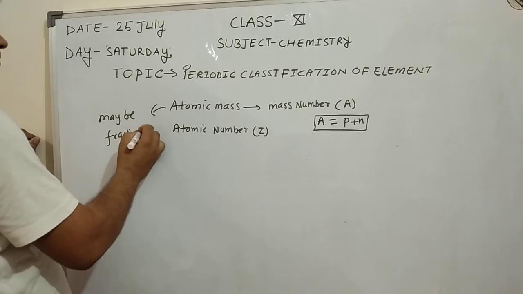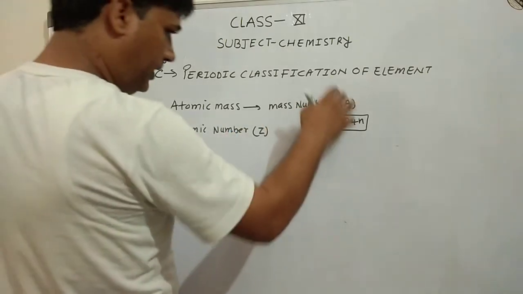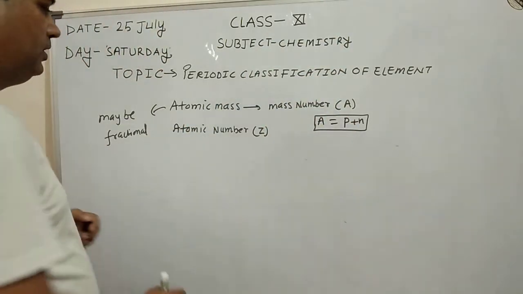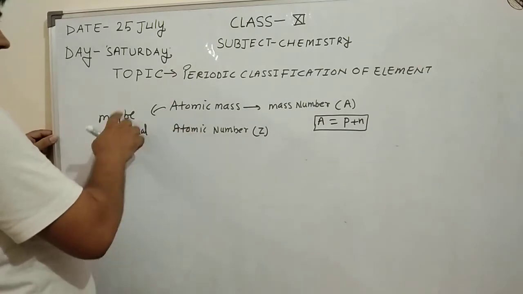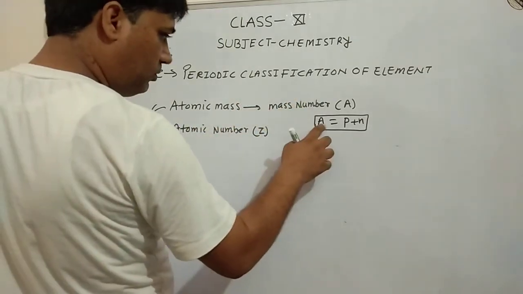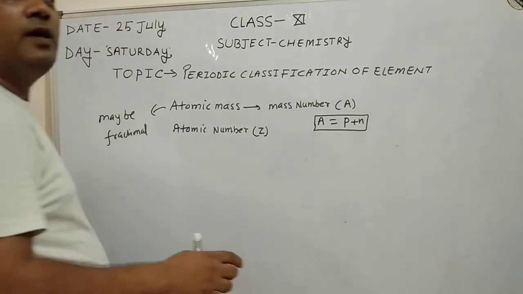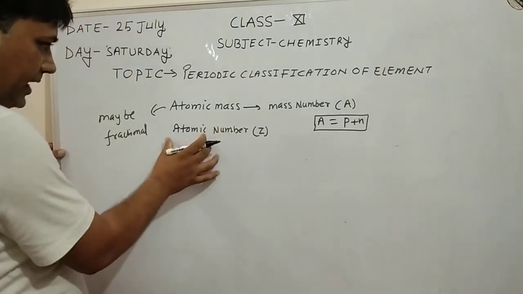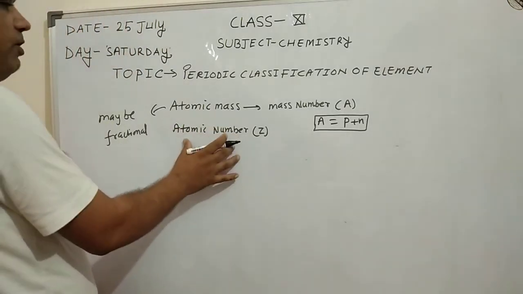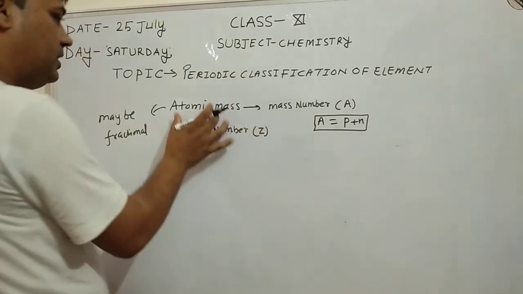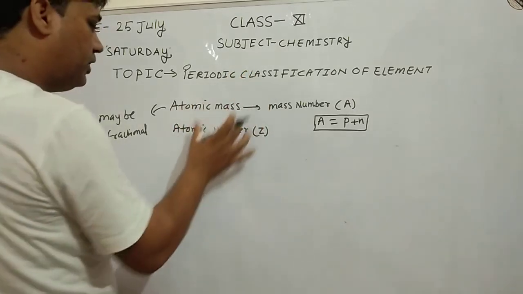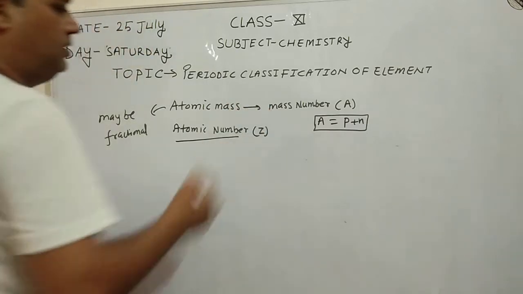So mass number is a natural number: 1, 2, 3, 4, 5. Atomic mass may be fractional, but mass number A is equal to P plus N. Next is atomic number, which is very important, because some of the classification is based on atomic mass and some of the classification is based on atomic number.